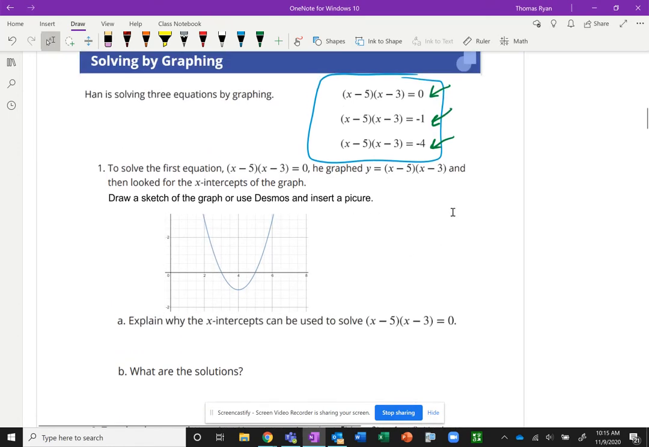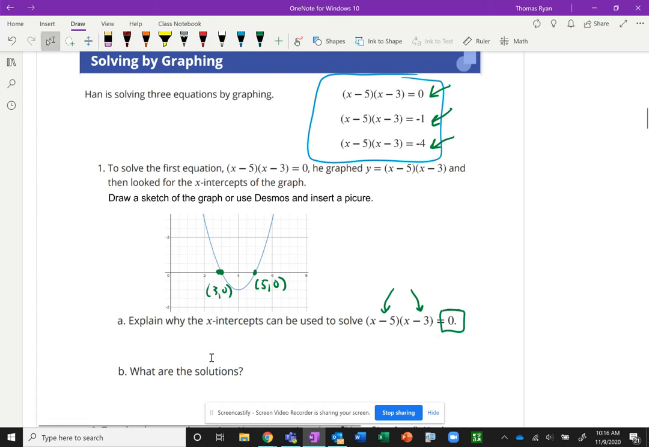So he's looking for the x-intercepts, which we see that it crosses the graph here at x equals 3. Actually, let's write coordinates at (3, 0) and at (5, 0). And the thing that we want to ask ourselves is, why can the x-intercepts be used to solve this equation? Well, guys, we know that because the values that make this 0 and make this 0, when we multiply together, will ultimately give us a result of 0.